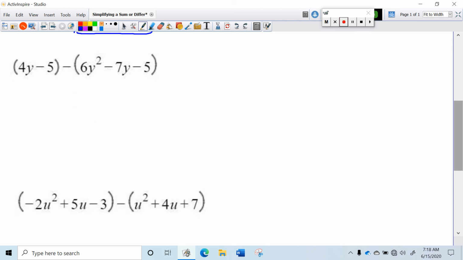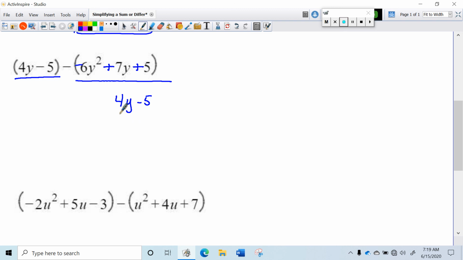Next one. First parentheses has nothing in front of it, so just write it down like it is. 4y minus 5. Second set of parentheses has a negative. A negative in front of the parentheses means change all the signs inside. So this is going to be a negative, a positive, and a positive.